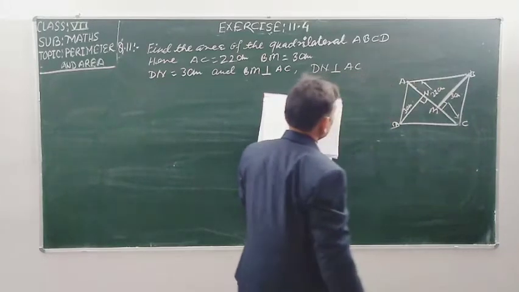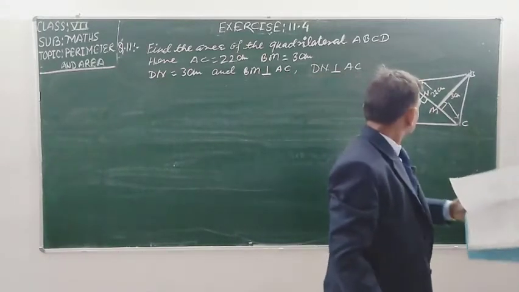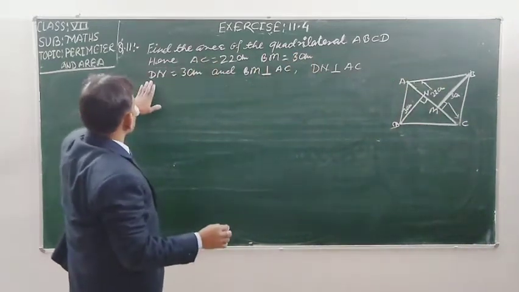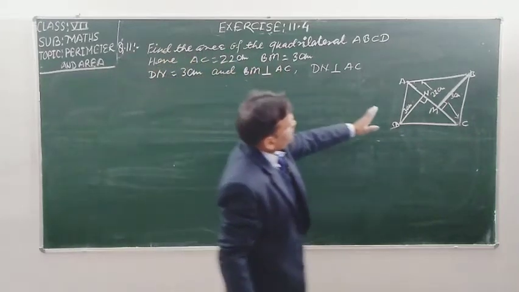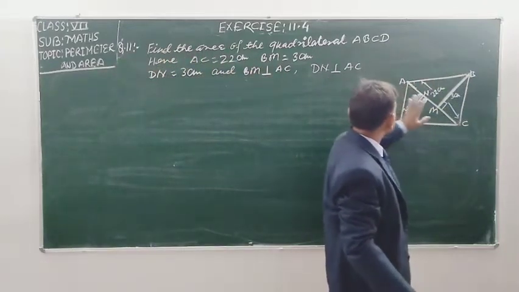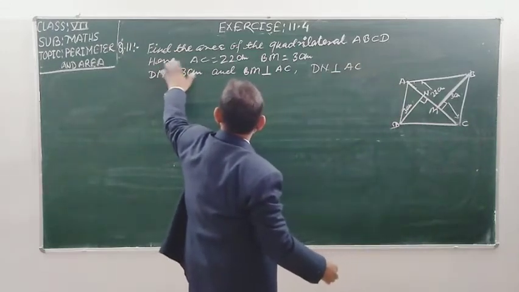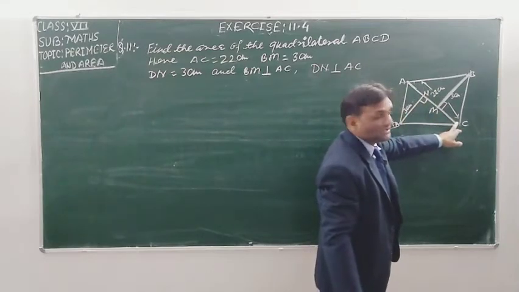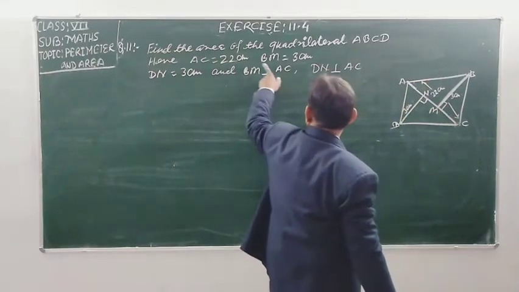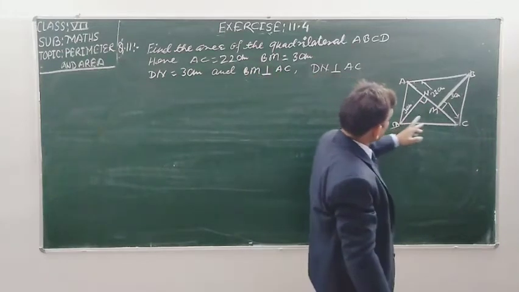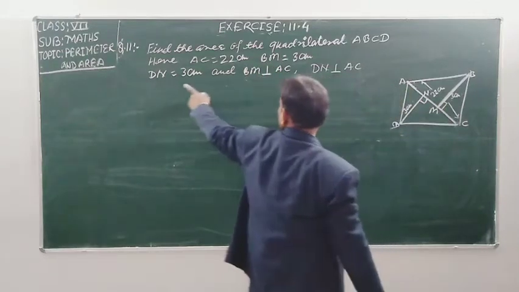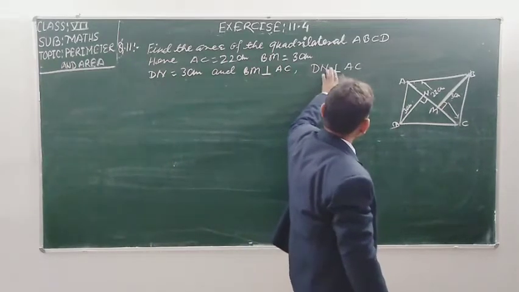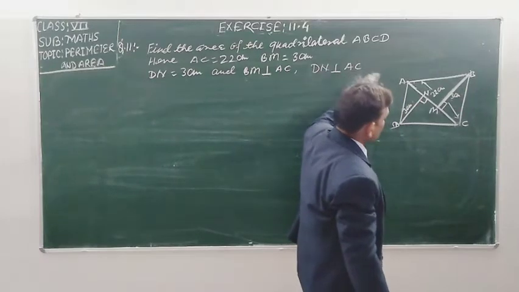Okay, student. So, the question is asking me, find the area of the quadrilateral. This is a quadrilateral because this figure has 4 sides, ABCD. Here AC is equal to 22 centimeter, and BM is equal to 3 centimeter, and DN is equal to 3 centimeter. BM is perpendicular to AC, and DN is perpendicular to AC.